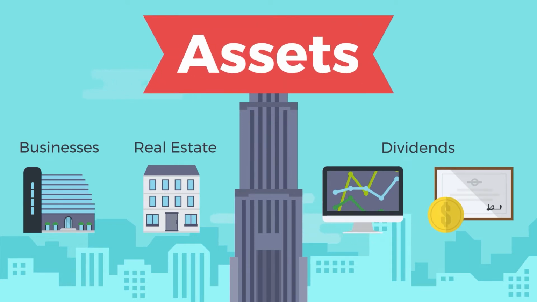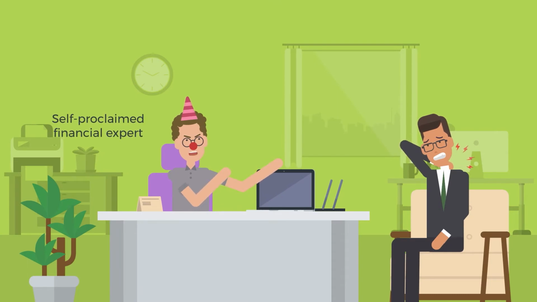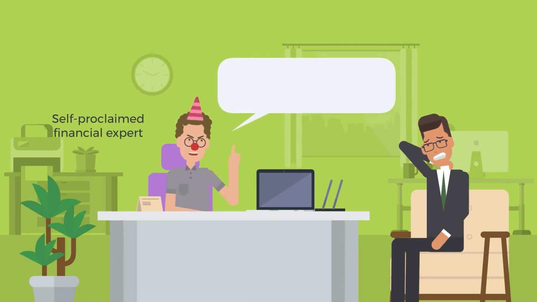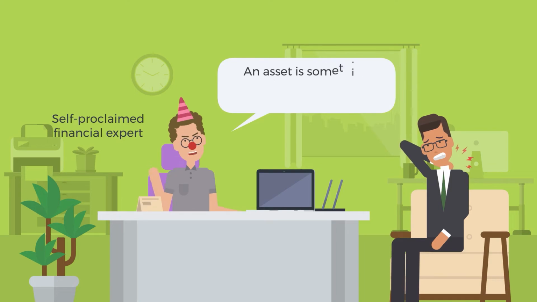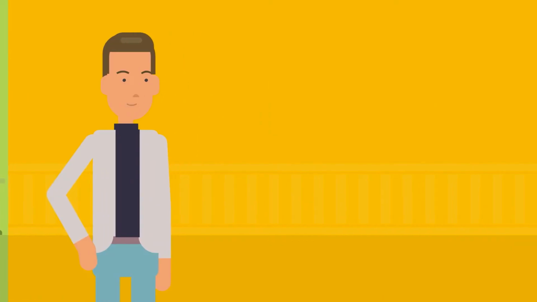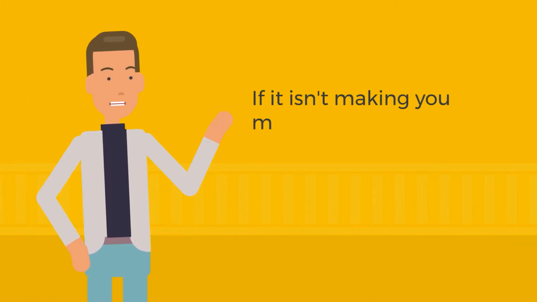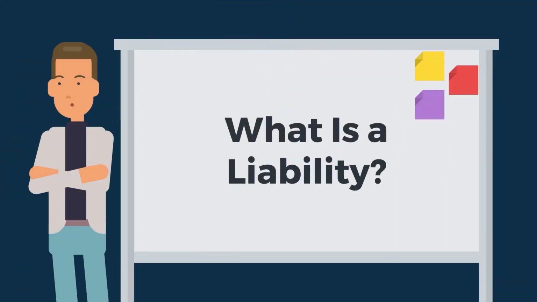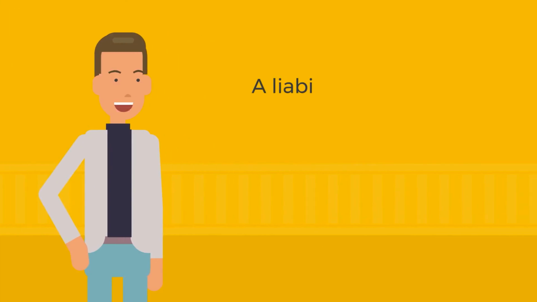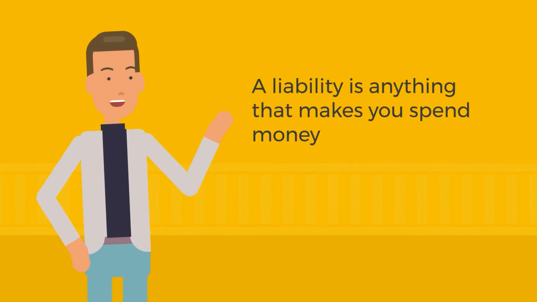Businesses, real estate, and dividends from stocks and bonds can be regarded as assets because they provide a steady income stream. Many self-proclaimed financial experts and accountants will give you a complicated mathematical definition of what constitutes an asset. Still, the truth is that if it isn't making you money, it isn't an asset. What is a liability? A liability is anything that makes you spend money.